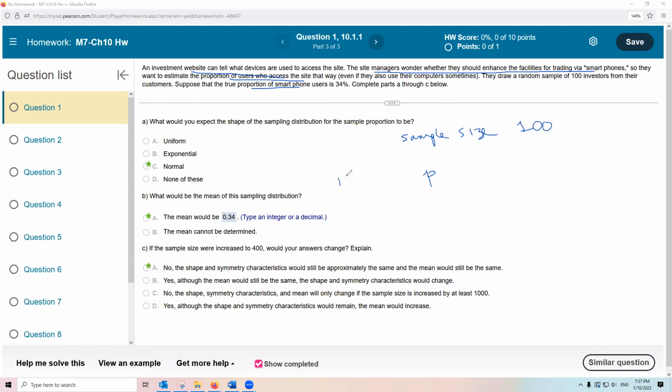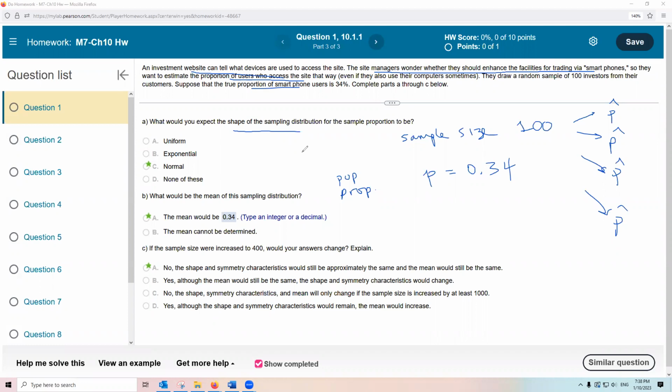And the true proportion of smartphone users is 34%. Well, that's the population proportion. So I'm going to use P equals 0.34. Usually we don't know the population proportion, but in this example, they're saying to us, suppose the proportion of smartphone users is 34%. Well, what if you started taking samples of size 100? And for each one of these samples, you calculated p hat. That's the sample proportion. So I'm going to calculate all of these different p hats for different samples of 100 people each.